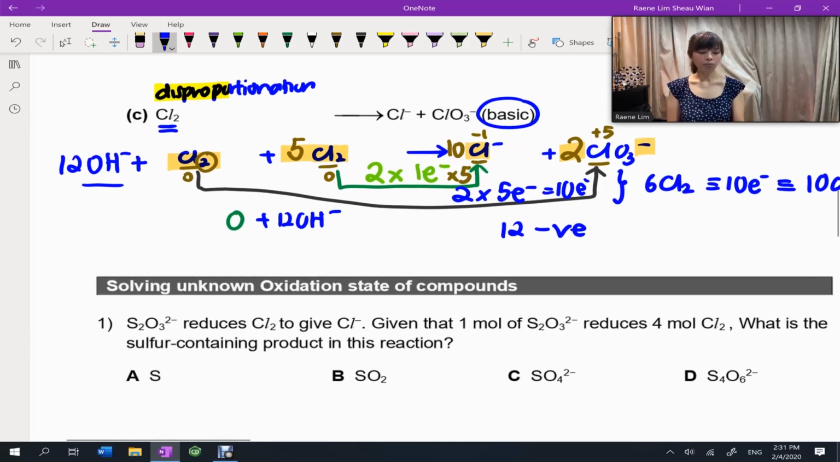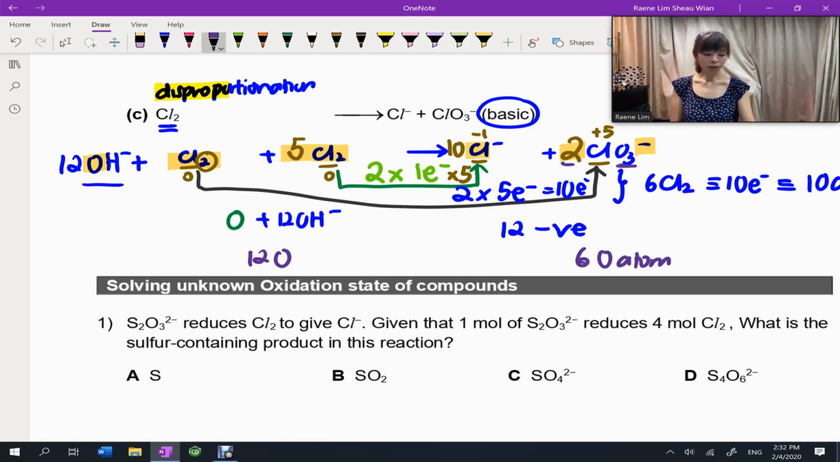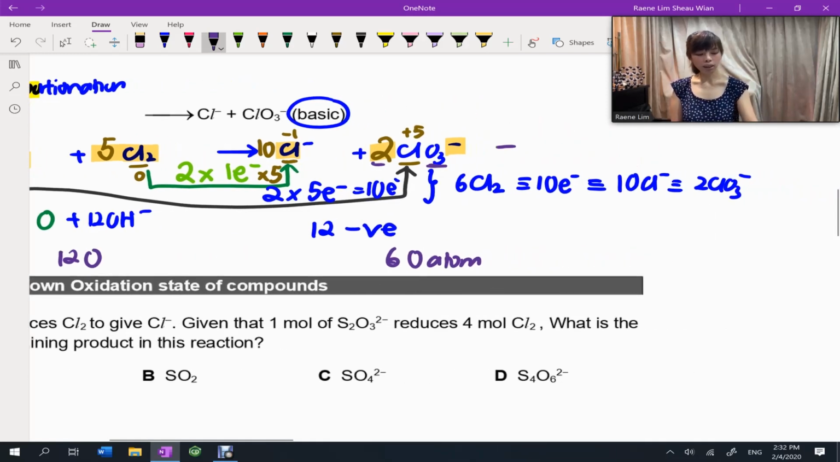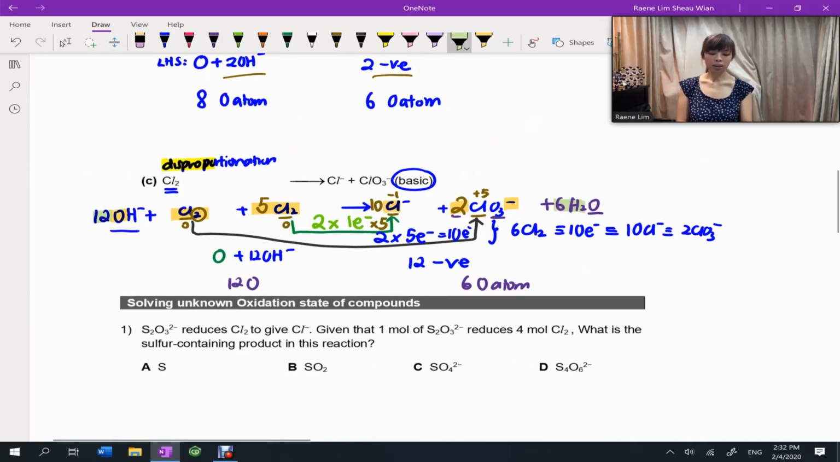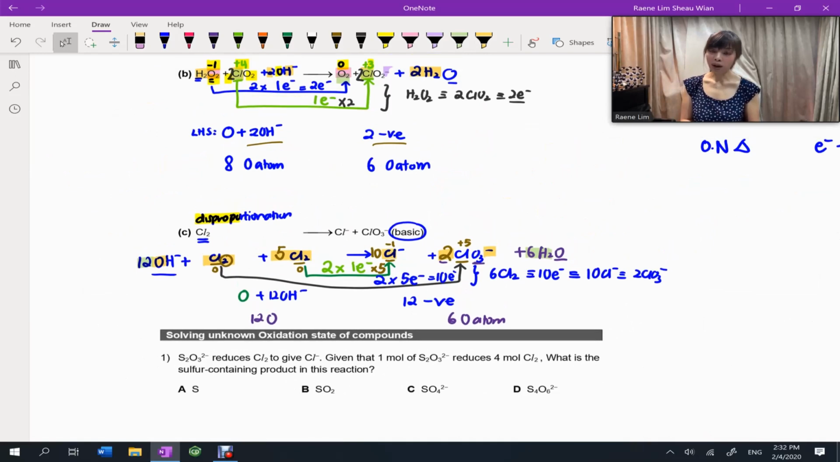And the last step will be easy, just count the O. On the left-hand side, you have 12 O. On the right-hand side, you have a total of 3 times 2, so 6 oxygen atoms. And therefore, to balance, you need to add 6 units of water molecule here. And check the hydrogen: both sides should be a total of 12. Okay, and so that is your very fast redox balancing equation.